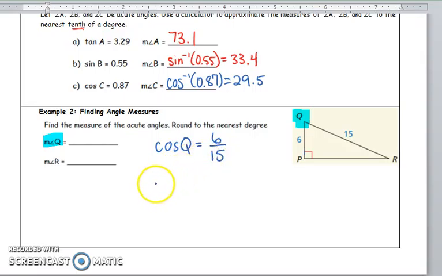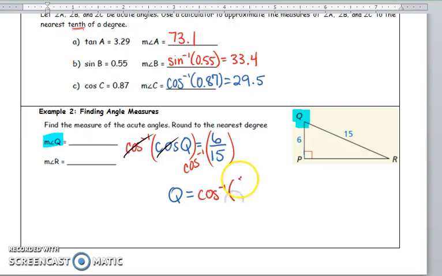Now, I can say that I want to find what Q is. So remember, as I did in the last example, I'm going to take the inverse cosine, and whatever I do to the left, I must do to the right. So the inverse cosine and the cosine cancel each other out, and I'm left with Q. And Q is going to be the inverse cosine of 6 divided by 15.